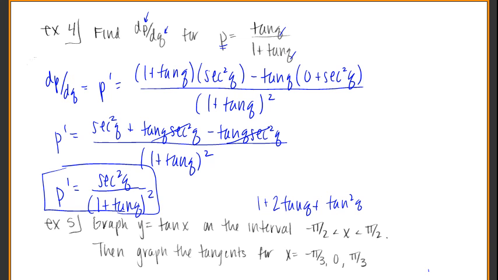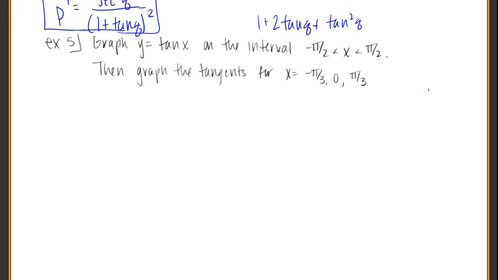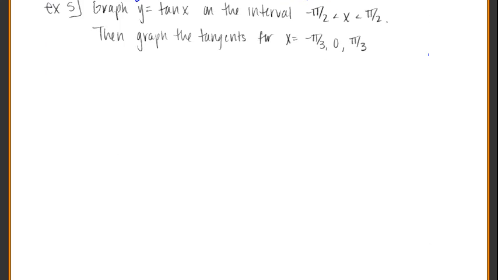Okay, going to example 5. We want to graph y equals tangent x on the interval of negative pi over 2 to positive pi over 2, and then we want to graph the tangents for x equals negative pi over 3, 0, and pi over 3.